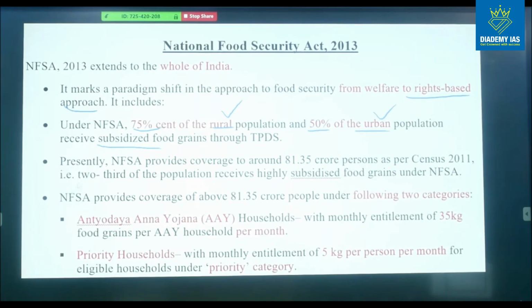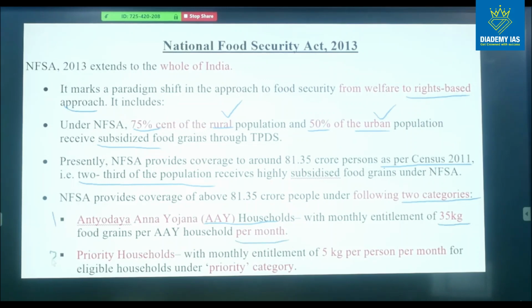Presently it covers around 2/3 of the population, as per the census 2011, and these people are categorized into 2 categories. One is the Antyodaya Yojana household, AAY household. They will be getting a fixed 35 kg of food grain per household per month.